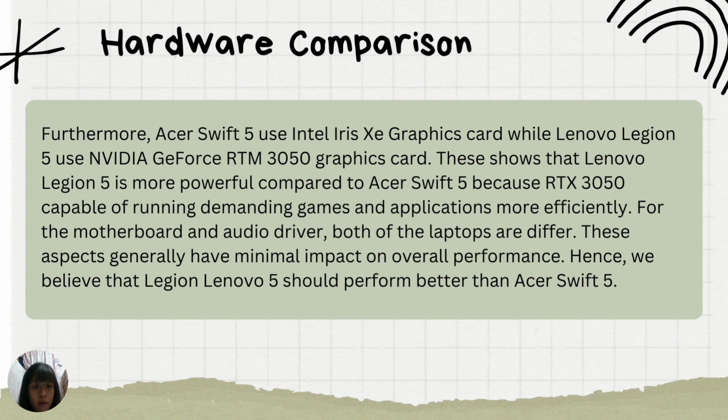Furthermore, Acer Swift 5 uses Intel Iris Xe graphics card, while Lenovo Legion 5 uses NVIDIA GeForce RTX 3050 graphics card. This shows that Lenovo Legion 5 is more powerful compared to Acer Swift 5 because the RTX 3050 is capable of running demanding games and applications more efficiently.